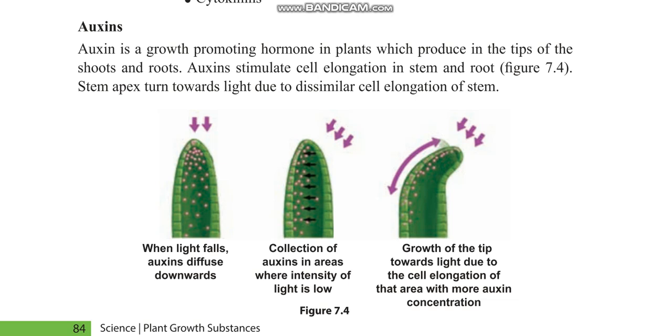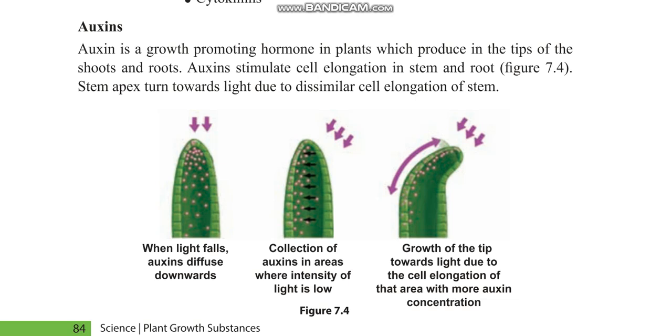Auxin is a growth promoting hormone in plants which is produced in the tips of the shoots and roots. Now shoot means the upper plant part, okay. In the tip of the shoot and the tip of the root, you can find what chemical? Auxin. Now this auxin is a hormone. So what's the function of it?